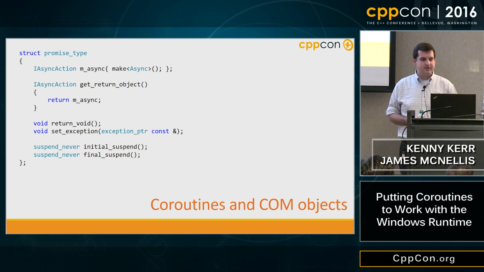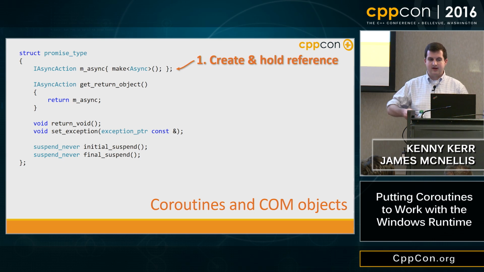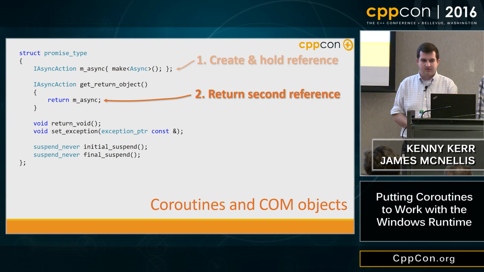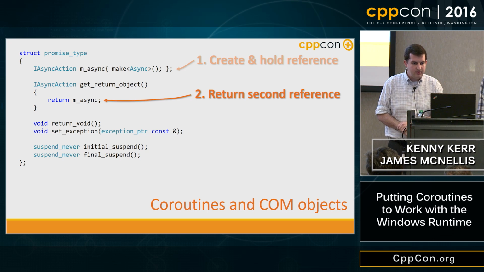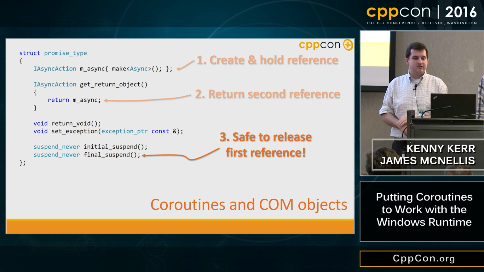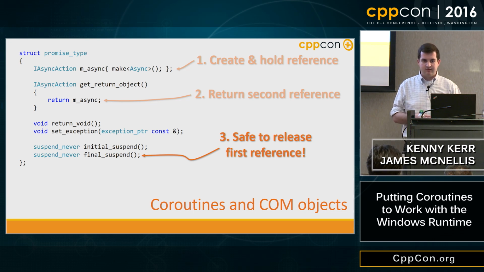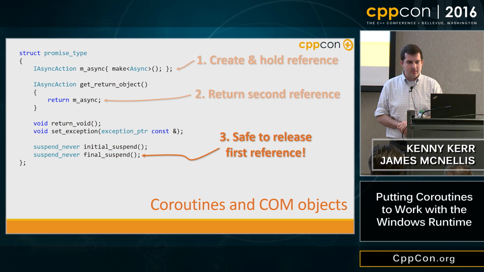So one way that we can implement the promise type for this is to just store the IAsyncAction as a member of the promise type. We'll create and hold a reference here as part of the promise. And then in our get_return_object, we'll return another IAsyncAction that refers to that same async operation. In our final_suspend, we can just return suspend_never. The promise type will release its reference, but the caller will still have its reference if it needs it, and so the object won't be destroyed.